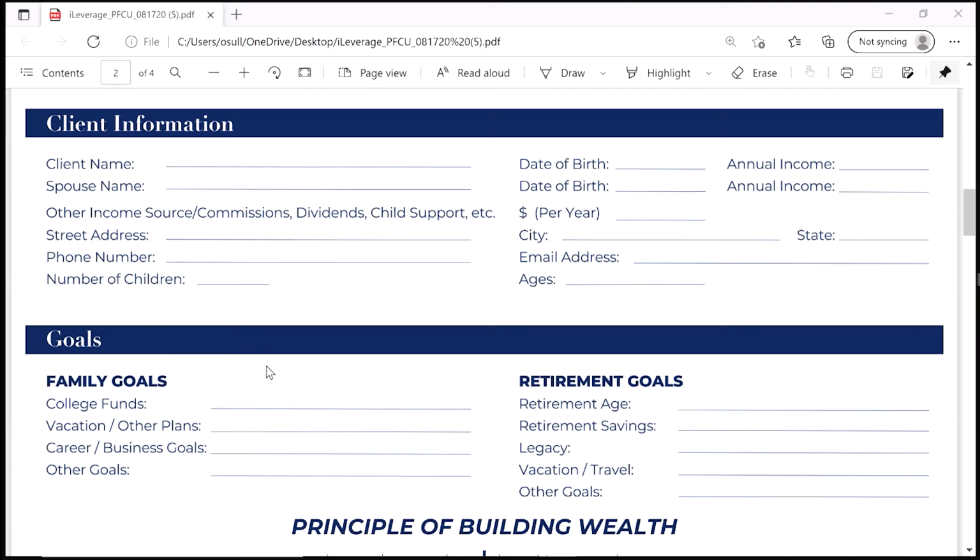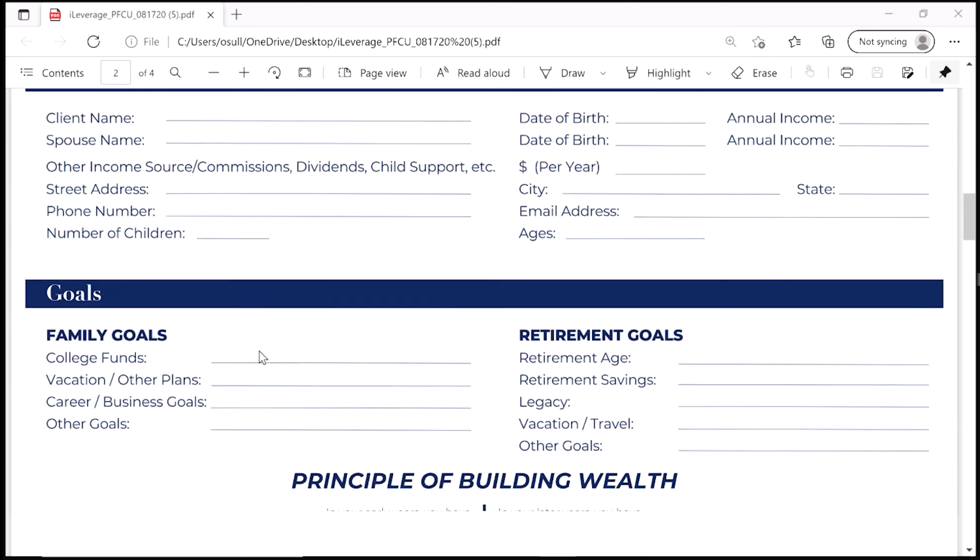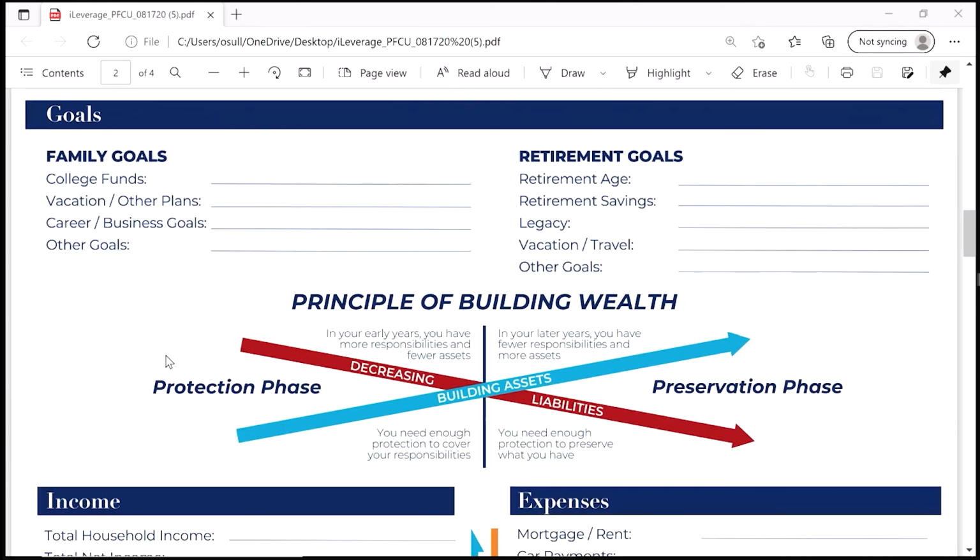Are there any other income sources you have? Commissions, dividends, child support, anything else that might be coming in addition to your regular income per year? Basics here: street address, phone number, number of kids. Don't forget to ask number of kids and about how old they are, right? Address. And now we shift into goals.